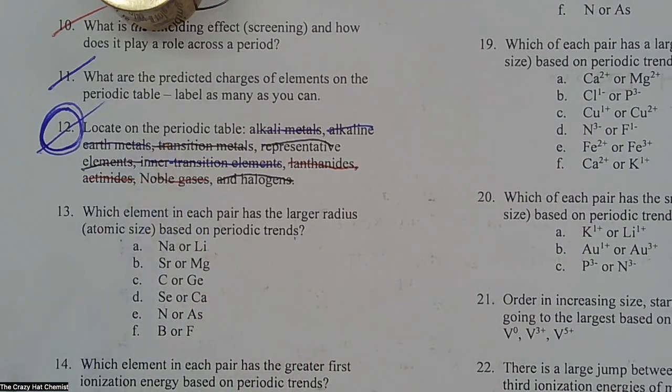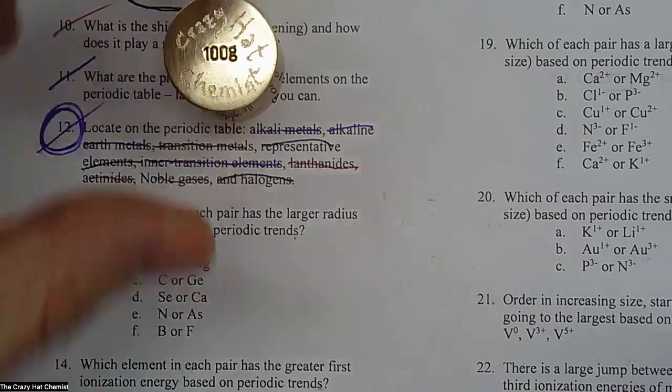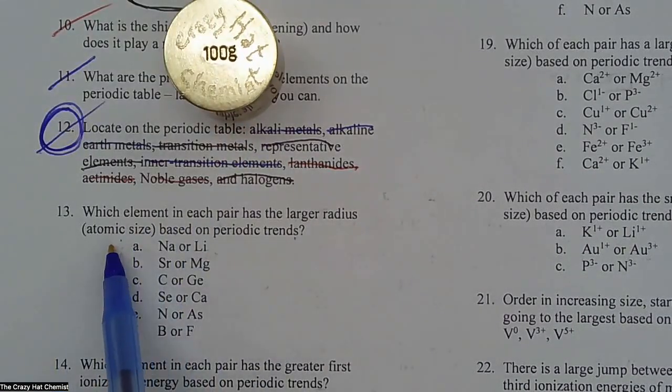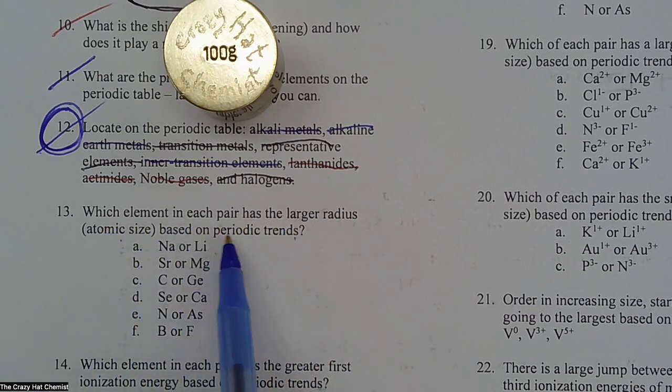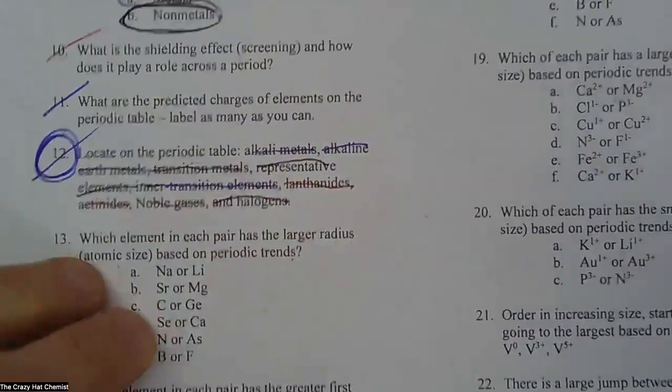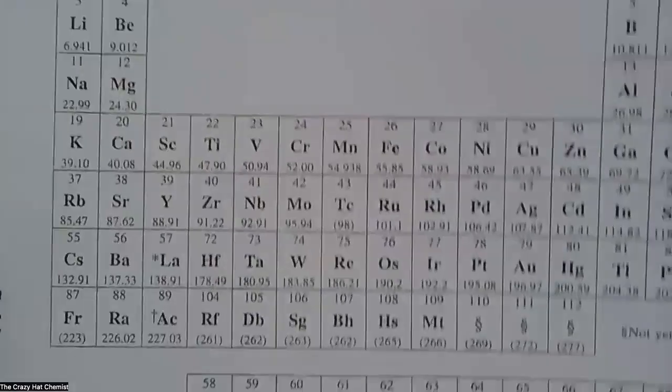All right, folks, let's try that again here. Number 13, actually my favorite lucky number, of course, right? I mean, wouldn't think that number 13 isn't the best number in the world. So which element in each pair has the larger radius, atomic size, that is, based on the periodic trends? And so again, what we need to do is flip over to a periodic table, and then we'll come back to this question here such that we can answer it.